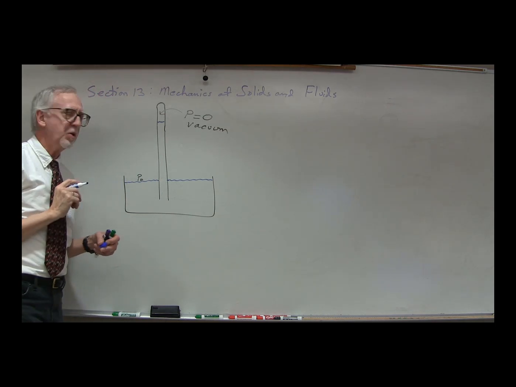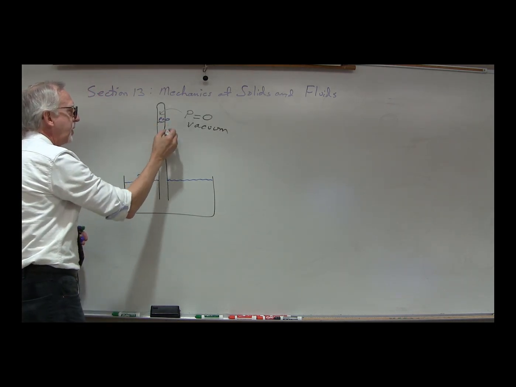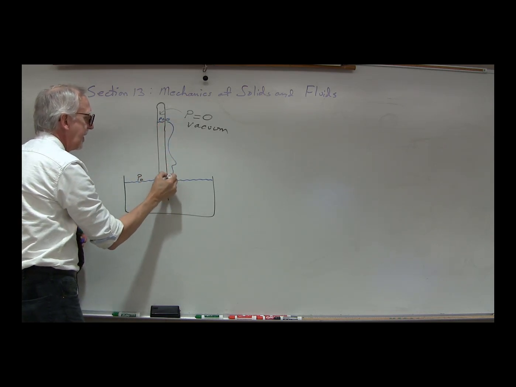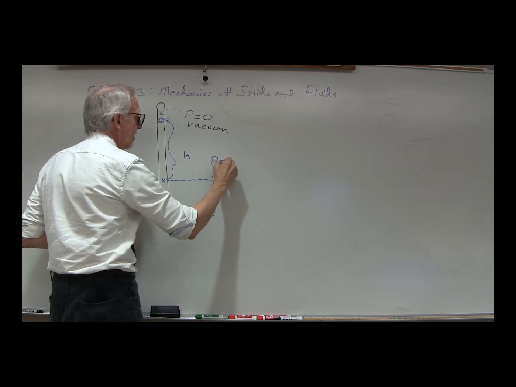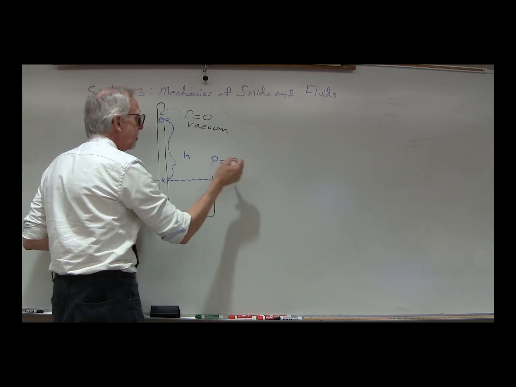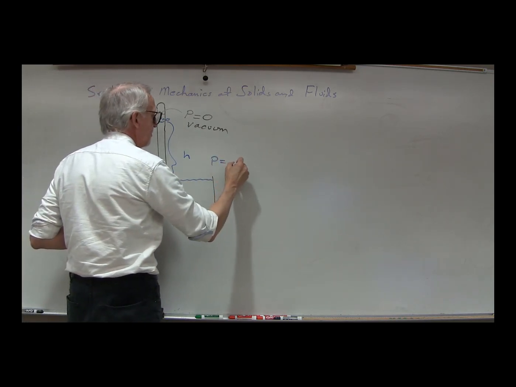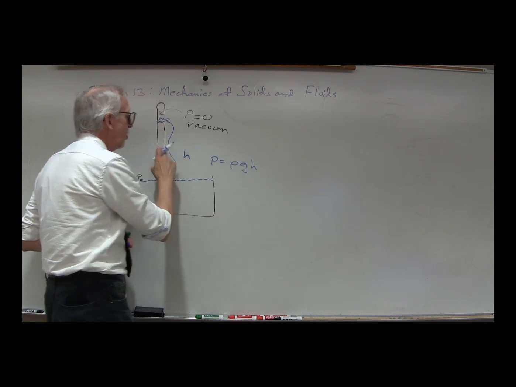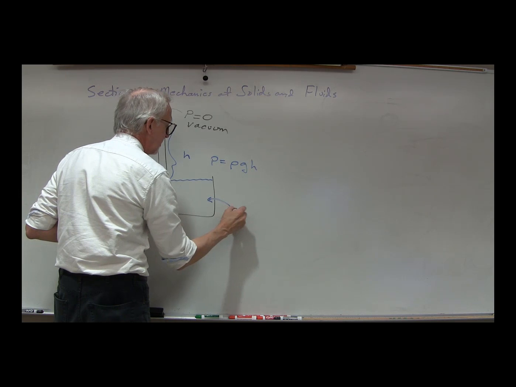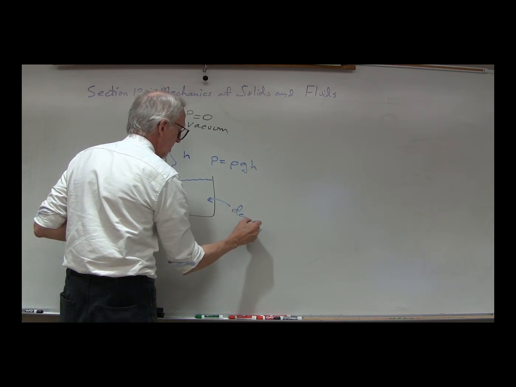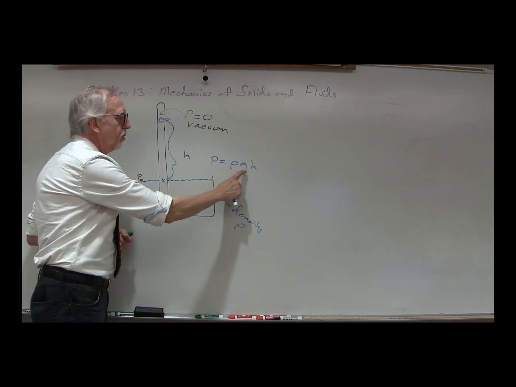Well, how high is it going to go? Well, if we start here where the pressure is 0, and we come down a height h, the pressure down here will be the inside pressure, but that's 0, plus rho gh, where rho is the density of the liquid in here, this liquid. So this has got a density of rho. The pressure here will be rho gh.